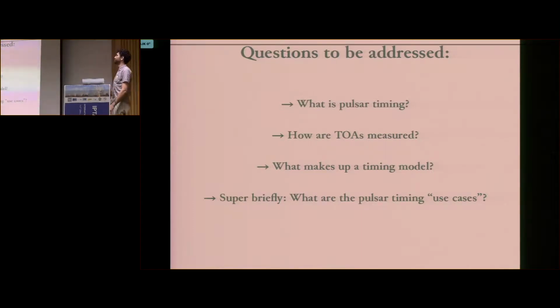And then, of course, more meticulousness of how those times of arrival are measured. What are these TOAs, and how do we actually measure them? And almost more importantly, what makes up a timing model? How do we describe the arrival times? How do we predict the next one? And what goes into that process?